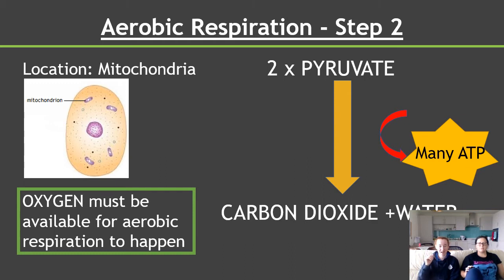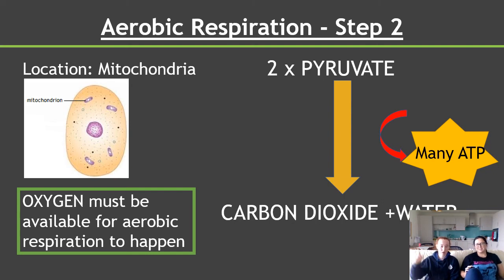carbon dioxide and water. Now, it's useful to also know carbon dioxide might be written as CO2, water might be written as H2O. You need to be able to use them interchangeably. Either of them could appear in the exam. But that's it. So 2 pyruvate is broken down into carbon dioxide and water.